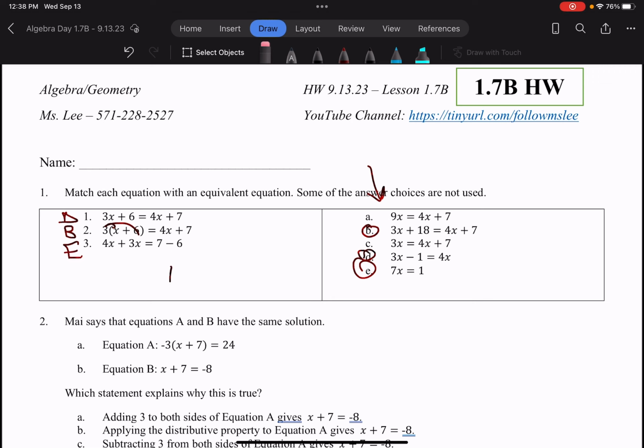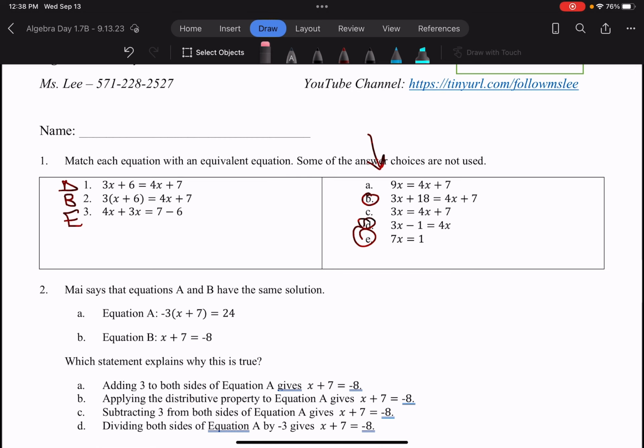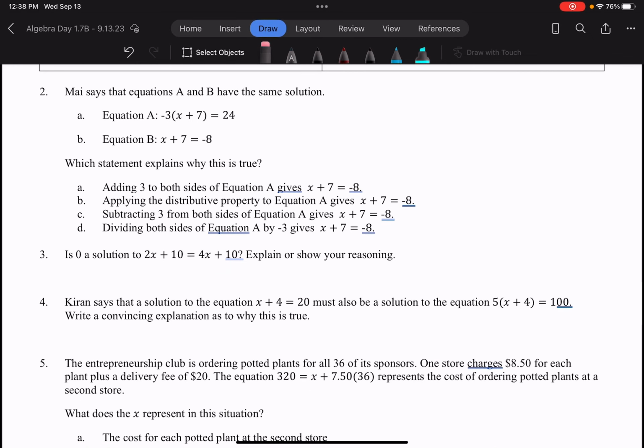All right, let's take a look at the next part down below. It says that equations A and B have the same solution. This is equation A, this is equation B. She says that they have the same solution. Explain why this is true.